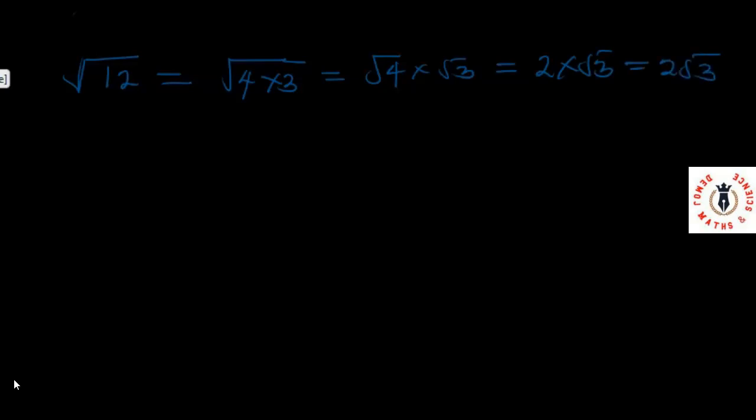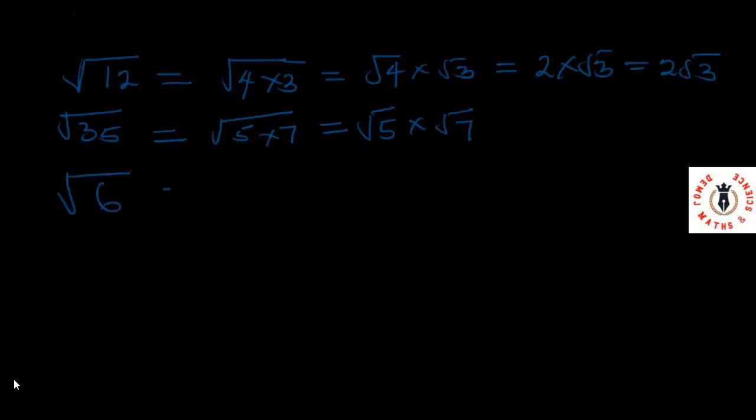Another example is this. If I have the root of 35, it will be the same thing as the root of 5 times 7. So I can say this to mean the root of 5 times the root of 7. What if I have the root of 6? It's the same thing as the root of 2 times 3, which is equal to the root of 2 times the root of 3.